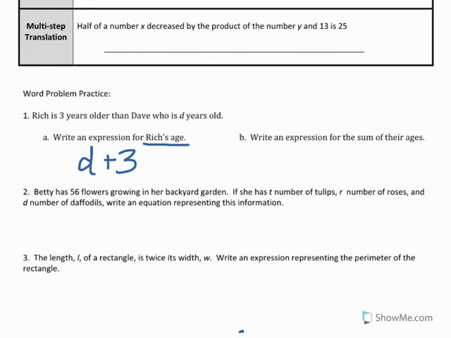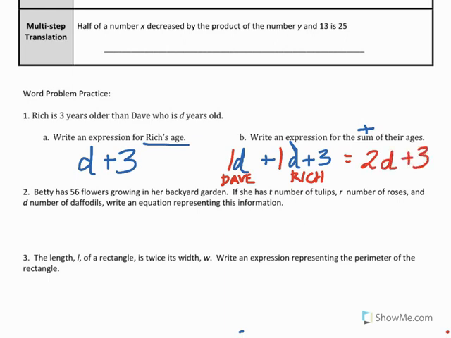In part B, we're going to write an expression for the sum of their ages. That means we're going to add their 2 ages together. Well, we know that Dave is D, so this is for Dave. And the sum, we're going to add Rich's age. So that's the D plus 3, which then means we get 1D plus 1D equals 2D plus 3. That's the answer for the sum of their ages.